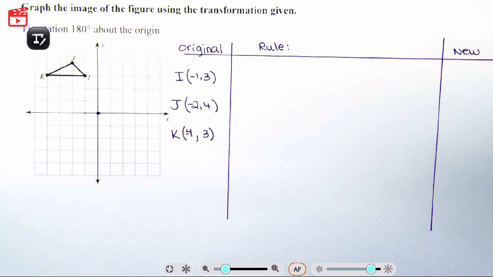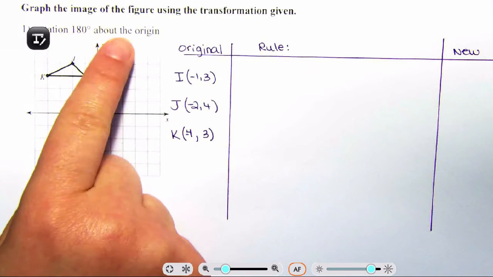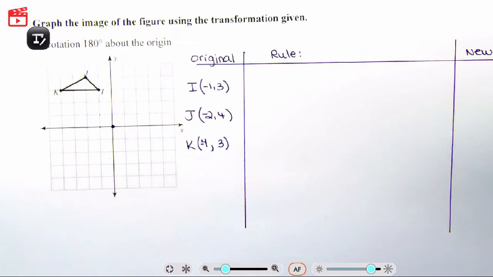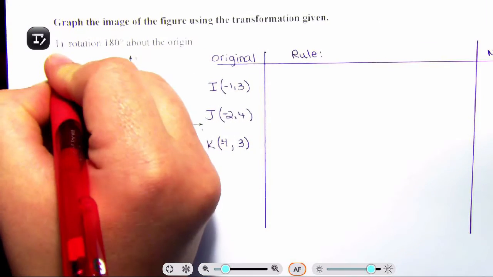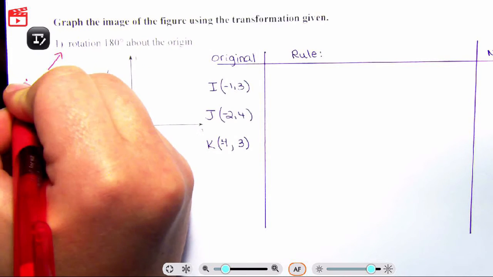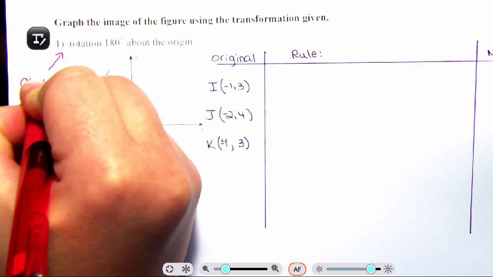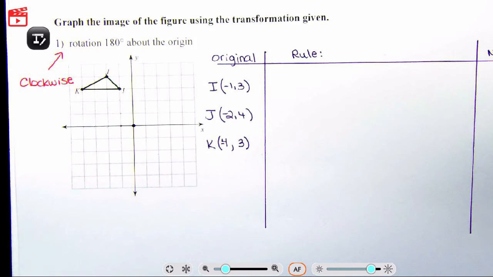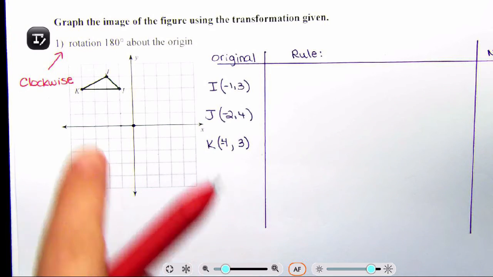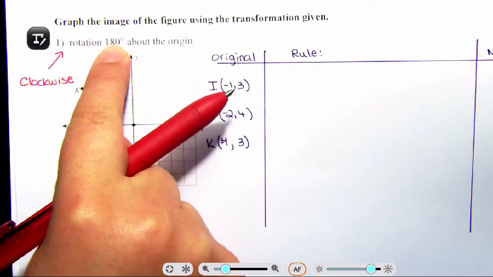Now, we didn't really get the rule. However, we know what the rule is. Anytime it says about the origin, but doesn't tell you counterclockwise, this means you're going clockwise. If they tell you counterclockwise, then you know you're going the opposite direction. So what that means is I'm going clockwise, a rotation of 180.